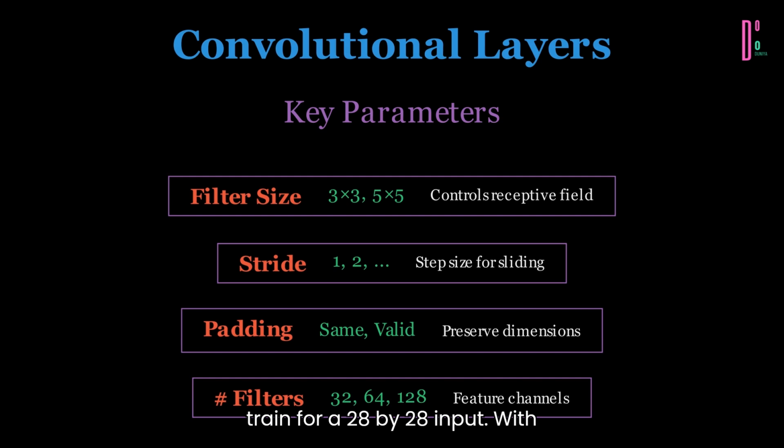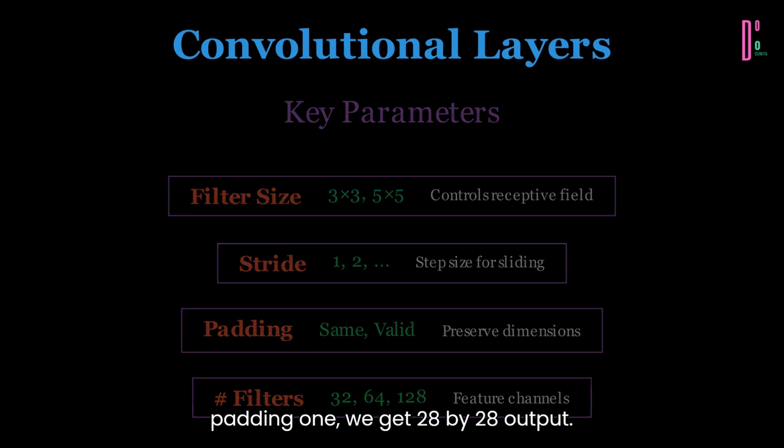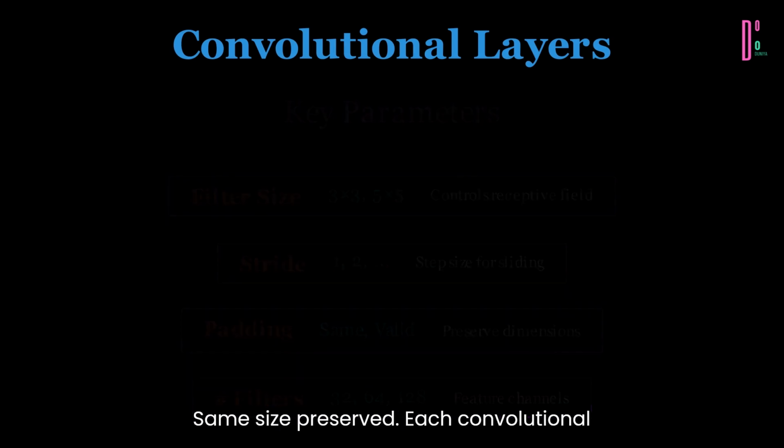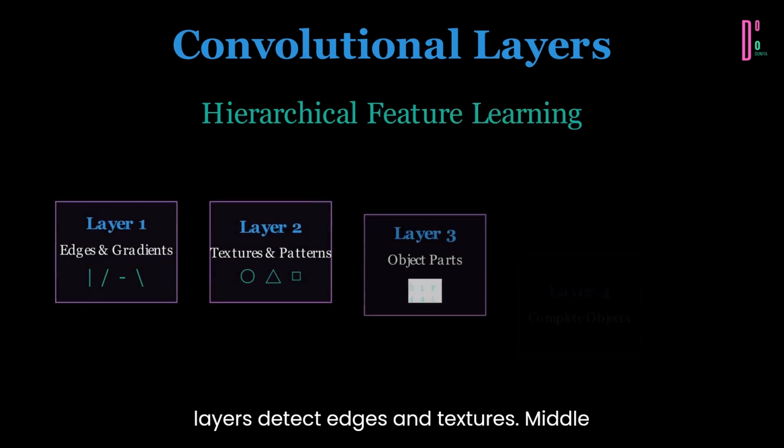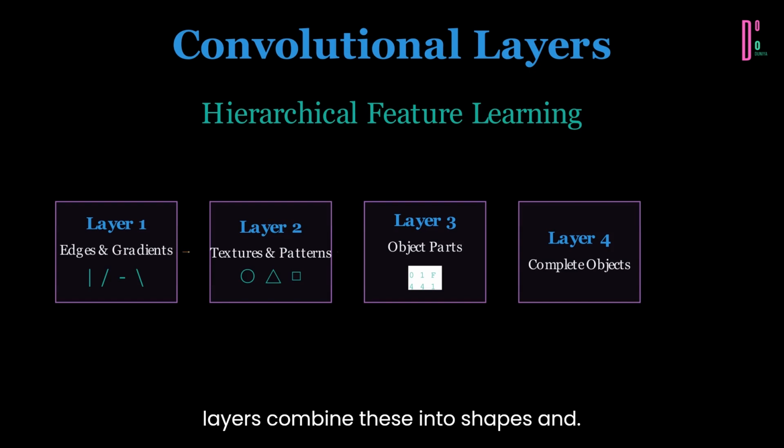For a 28 by 28 input with 3 by 3 filters, stride 1, and padding 1, we get 28 by 28 output. Same size preserved. Each convolutional layer learns hierarchical features. Early layers detect edges and textures. Middle layers combine these into shapes and parts. Deep layers recognize complete objects.